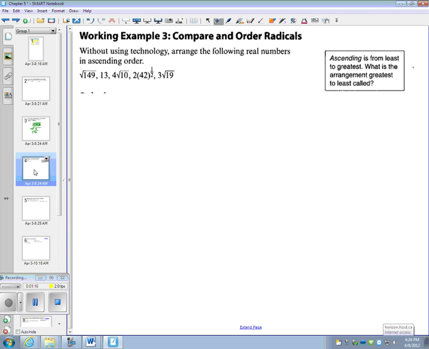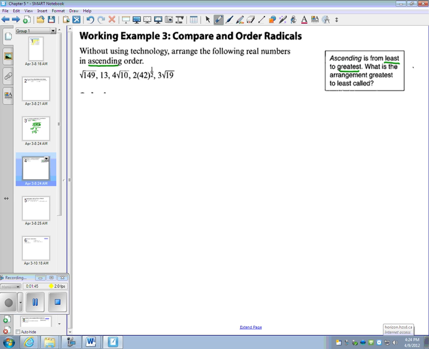Moving on to the next example. We're going to compare and order these radicals. So this says without using technology, so we're not allowed to just get out decimals and figure out these things. We're going to put them in ascending order. And if you don't know what ascending is, this helps. Ascending is from the least to the greatest. From greatest to least is called descending. So we are ascending. We're going up the escalator.